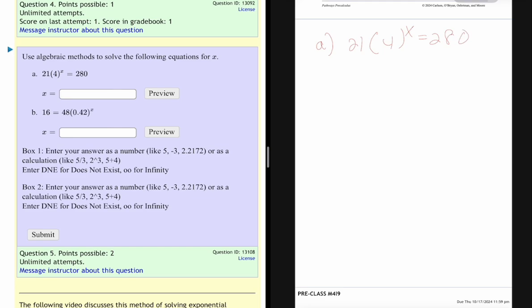You first have to divide both sides by 21. I'm not physically going to actually divide it. I'm just going to write 280 divided by 21. Then I'm going to switch it into logarithmic form. The base is 4, the number is 280 divided by 21. So it is going to be the log base 4 of the fraction 280 divided by 21.